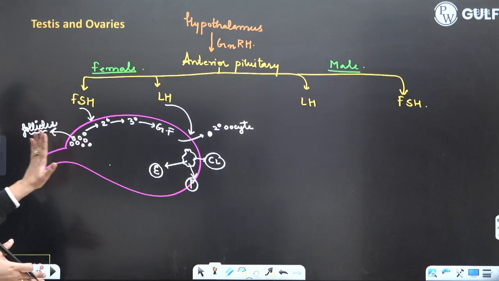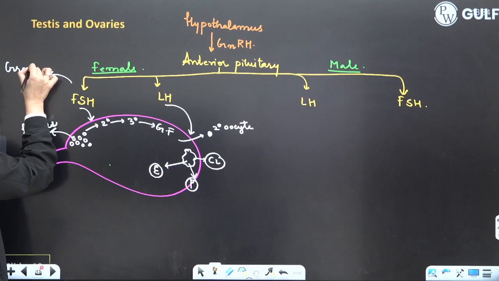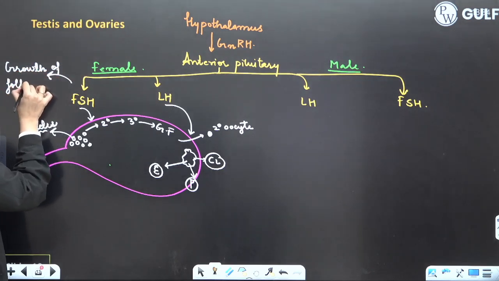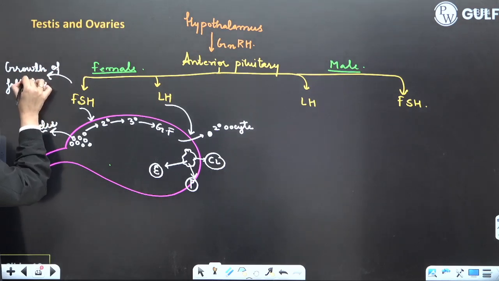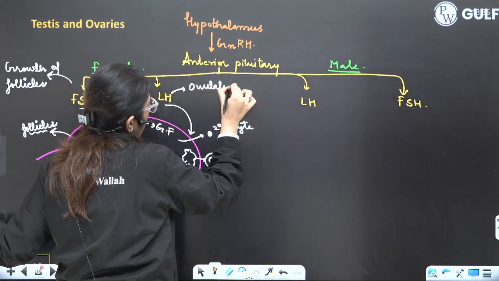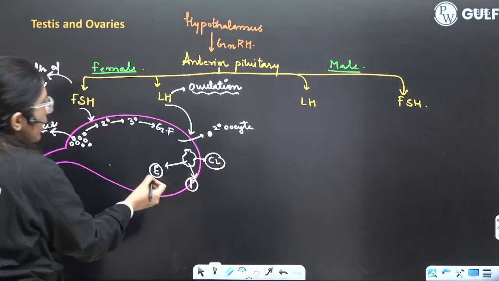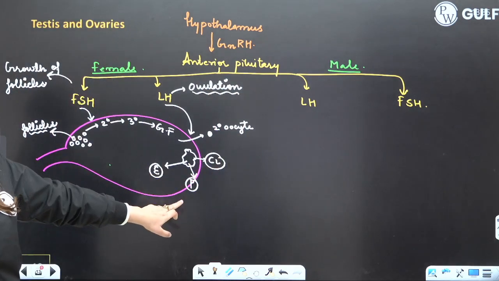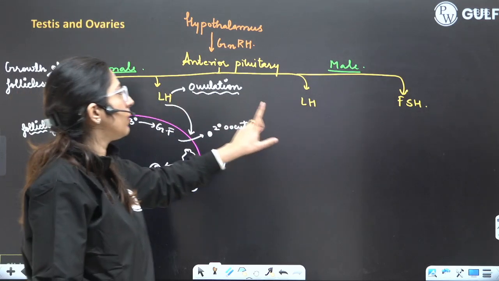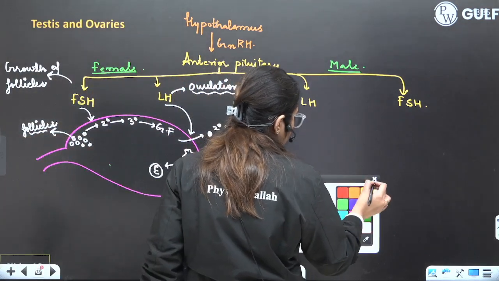Right? So follicular stimulating hormone. What's the role of follicular stimulating hormone? Growth of follicles, in case of female. Whereas the LH role is ovulation. Done. So ovaries also release progesterone and estrogen. So this you should know. The difference is done. Now let's talk about the luteinizing hormone and FSH in case of male.